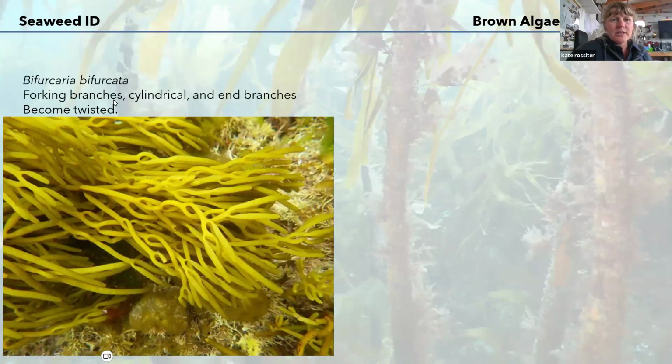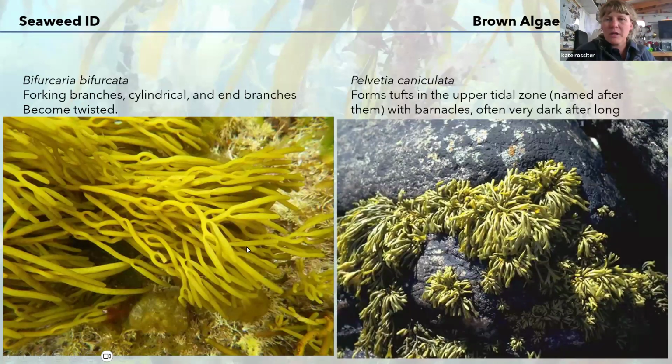Another brown, more subtidal, is Bifurcaria bifurcata. This has forking branches, so dichotomous branching. It's cylindrical, and the end branches become very twisted, which is a good cue for identification. If you were just to go by the species description, you could confuse this with a lot of reds, but it's pretty ochre in color, so it should be easy to identify in the subtidal.